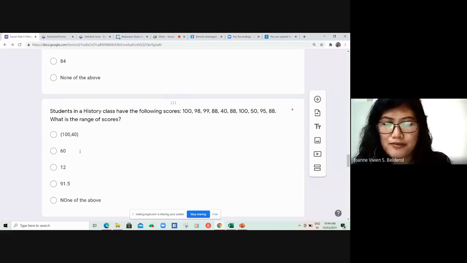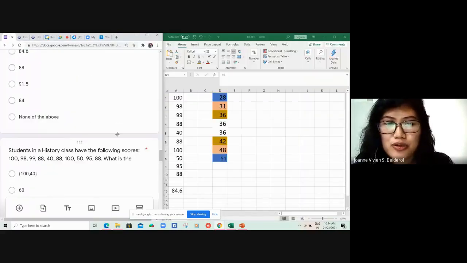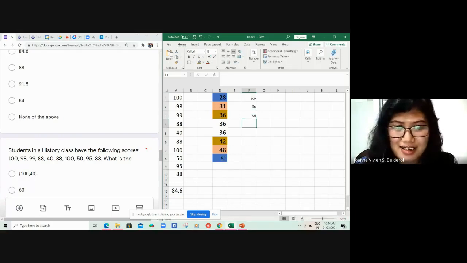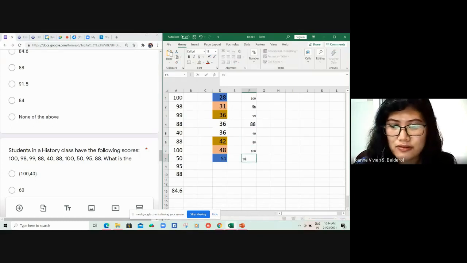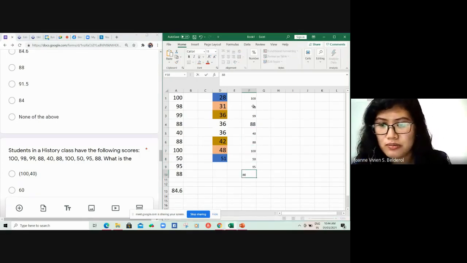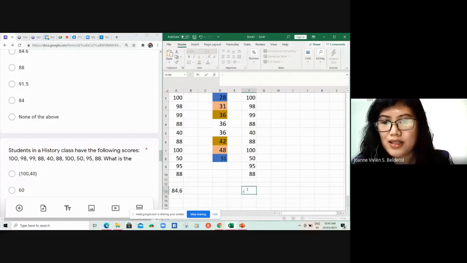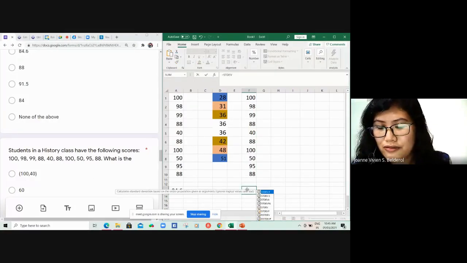Okay, very good. Now let's compute the standard deviation. Let's also just use Excel because it's easier. So let's type it: 98, 99, 40, 88, 150, 95. You just have to remember the formula, not really a formula. So that's it: equals STDEV.